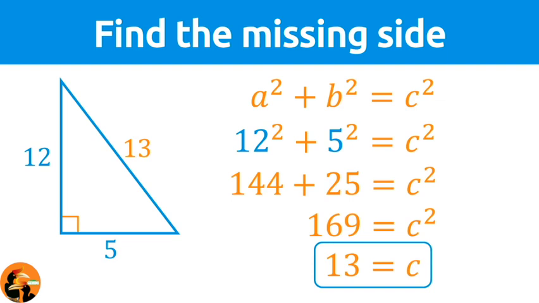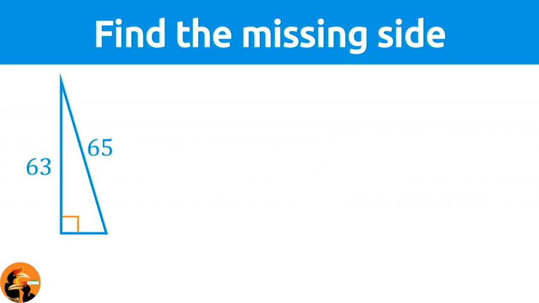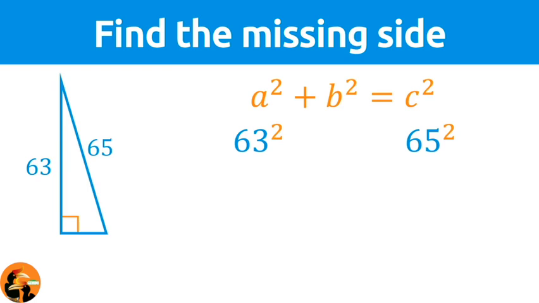Nice work. Let's look at another example. Let's find the missing side of this right triangle. Again, we'll use the Pythagorean theorem, but let's make sure we know which side is which. The 63 is a leg, so let's call that A. The 65 is across from the right angle, so it's the hypotenuse and it has to be C.